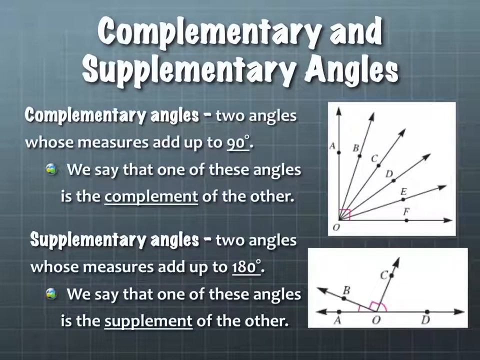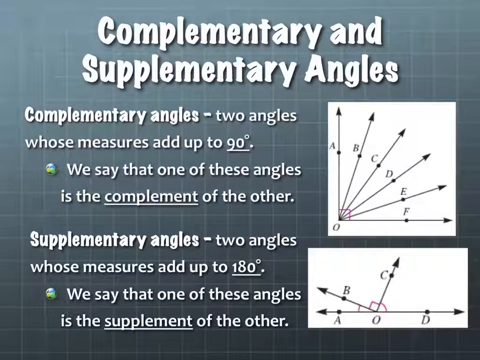Another relationship between angles is complementary and or supplementary. Ones you've heard before, usually mentioned in the same breath. Complementary angles are two angles whose measures add up to 90 degrees. One of the ways we talk about these angles is we say that one of these angles is the complement of the other one. Supplementary angles are two angles whose measures add up to 180 degrees. I just used that fact a moment ago. We would say that one of these angles is the supplement of the other one.